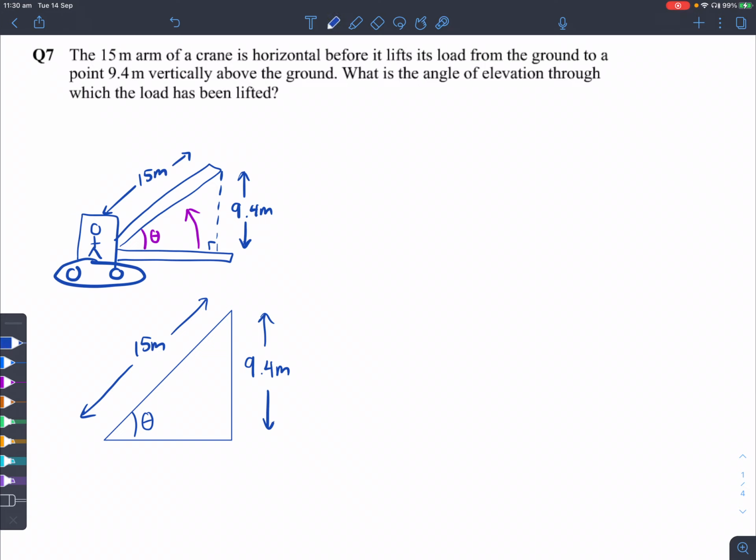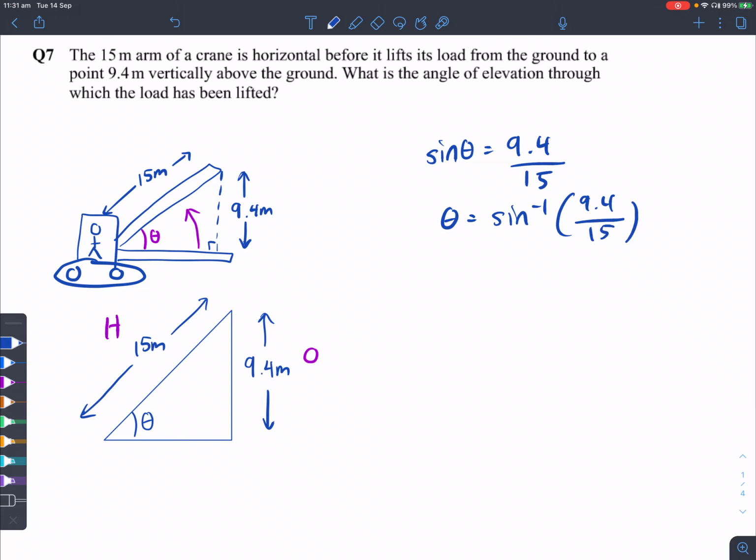Okay, so I've redrawn that triangle out, and what we're going to use is the sine ratio, because this relates opposite and hypotenuse side. So we're going to use sine of theta equal to 9.4 over 15, and then inverse sine both sides of that, so that theta is inverse sine of 9.4 over 15. Okay, and then what that gets you, let me just check the calculator, is theta being 38 degrees, 48 minutes to the nearest minute.